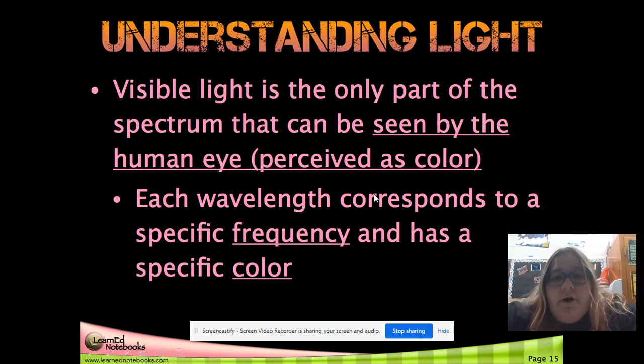Visible light is the only part of the spectrum that can be seen by the human eye. We perceive this as color. It's why colors can look different to different people, because it's the perception of color. Each wavelength corresponds to a specific frequency and has a specific color. So as wavelengths change, they change color.